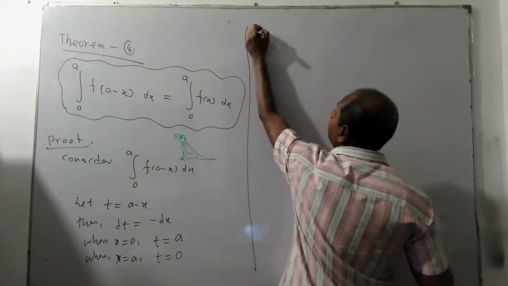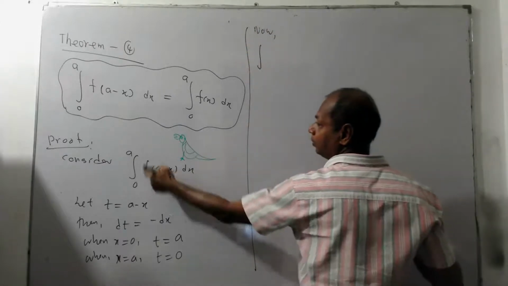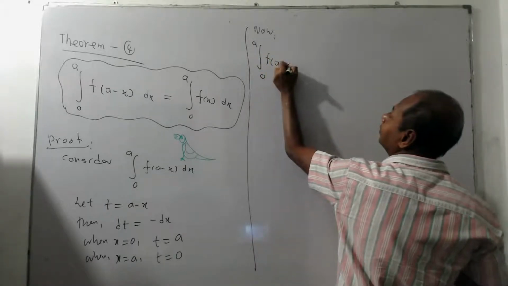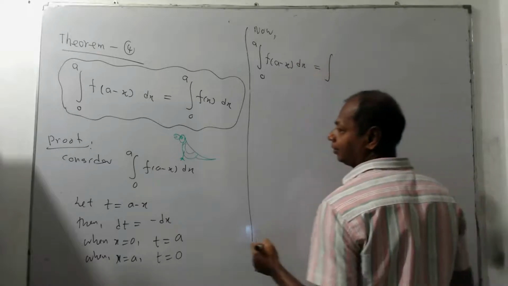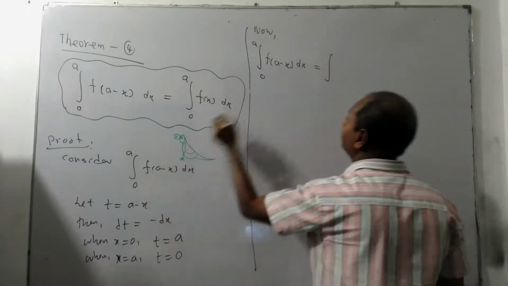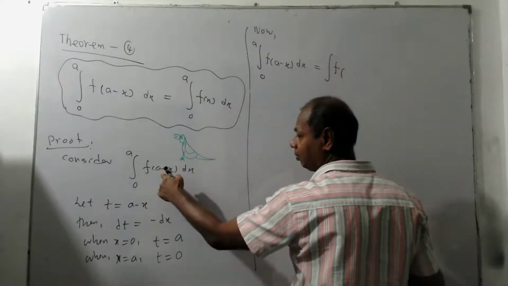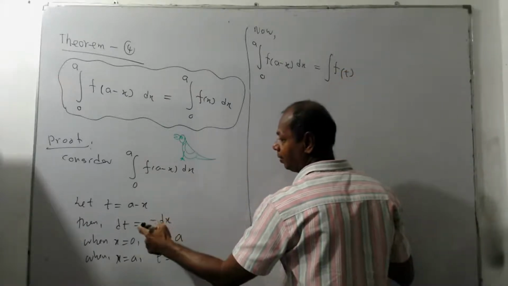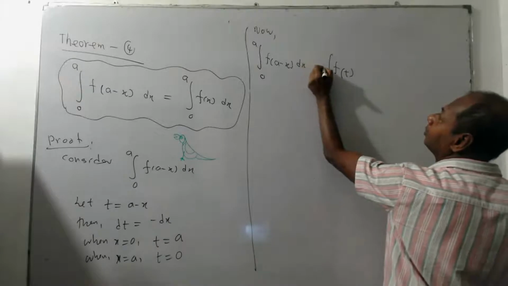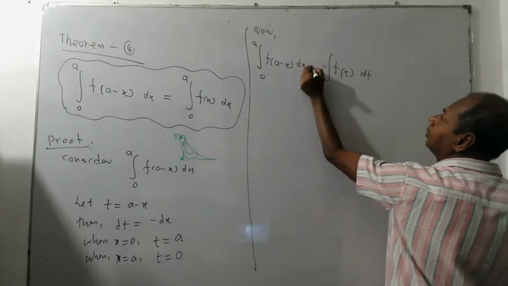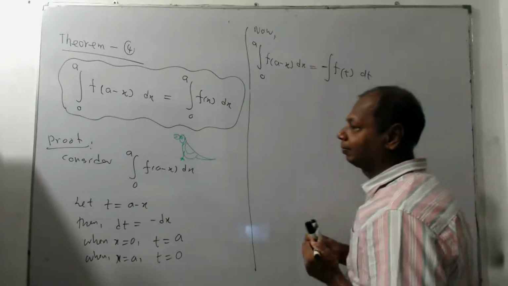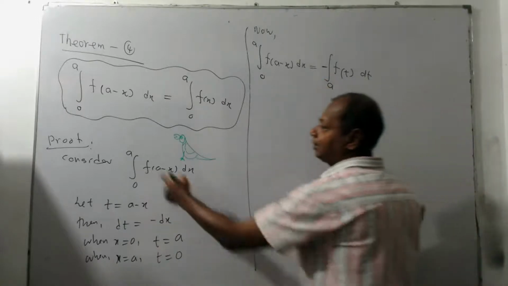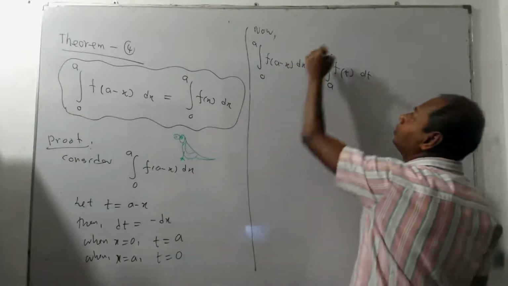Now substituting, you get the integral from 0 to a of f of a minus x dx equals, f of a minus x will be replaced by t, dx by minus dt. Minus 1 will come out, right? Minus dt. The limits: as x is 0, t will be equal to a. Then as x is a, t will be equal to 0.